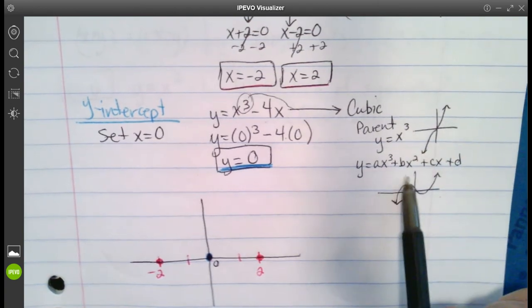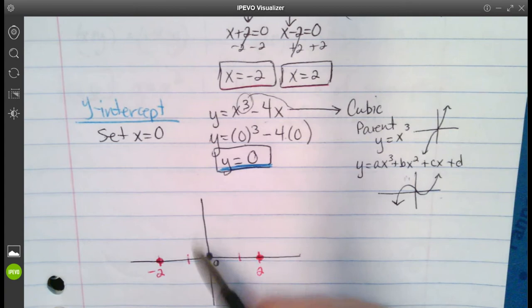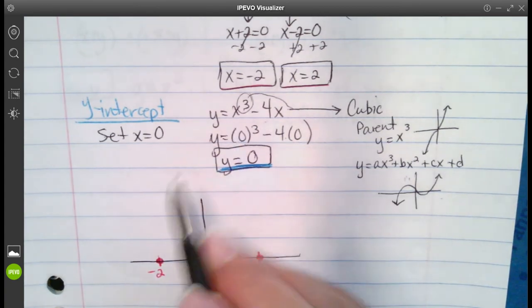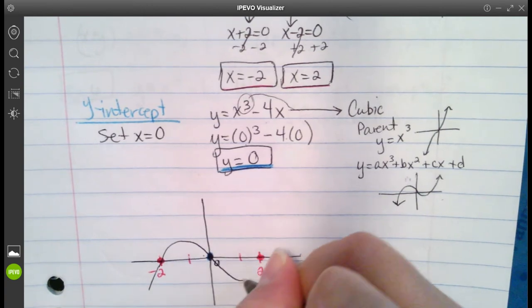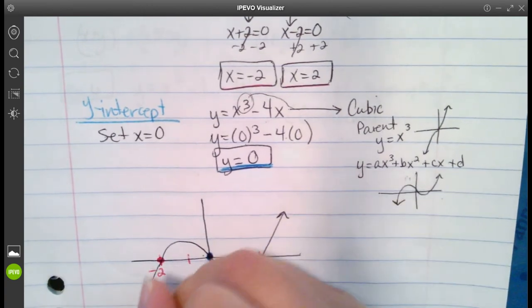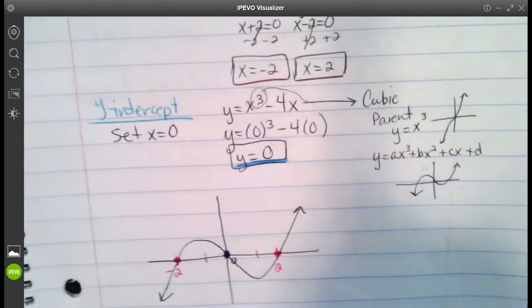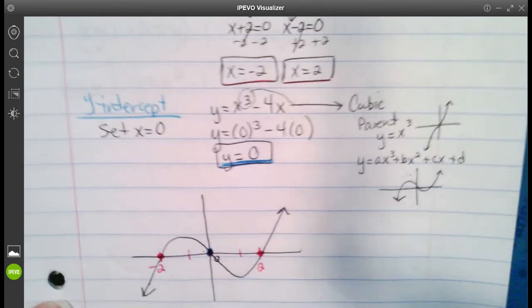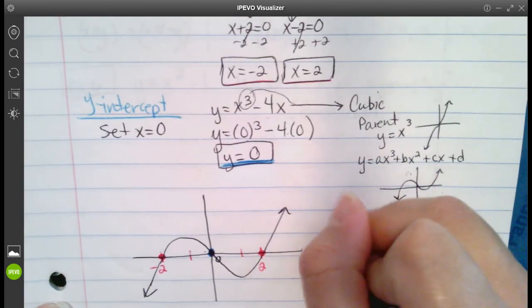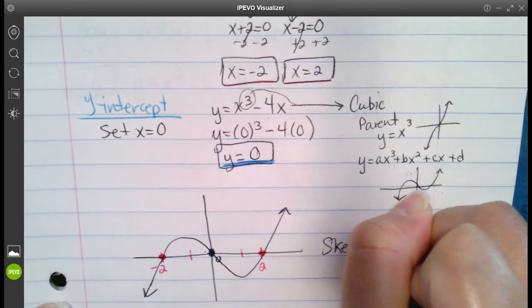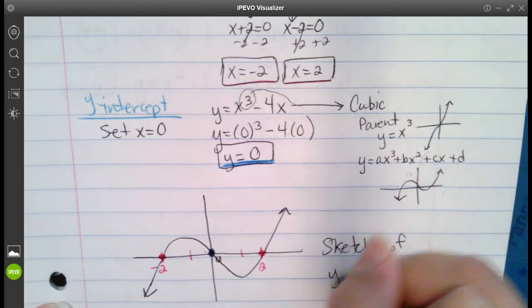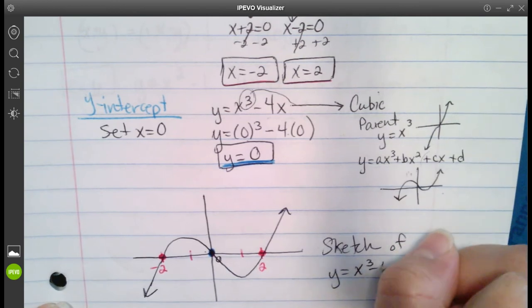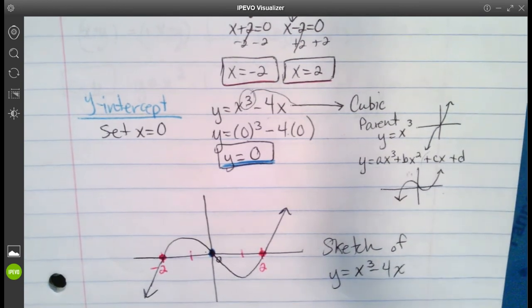But with this information, we can do a pretty good sketch of this one. Since it is positive, I can say that my graph might look something like that. Okay. And this is a decent sketch of y equals x cubed minus 4x.